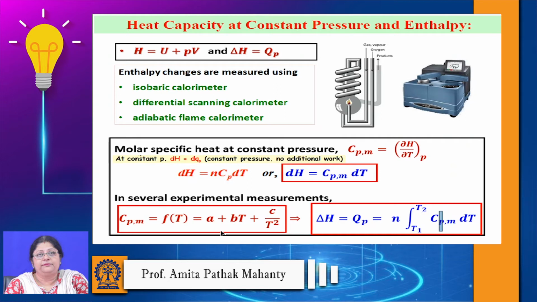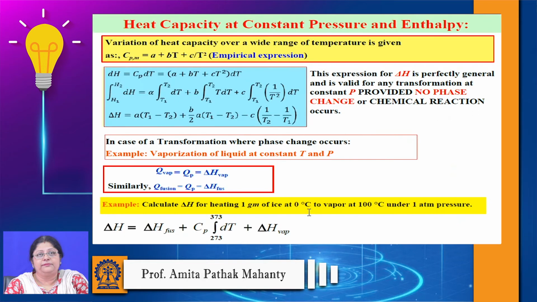Otherwise, the Cp function has to be used in terms of the various functions of T. So you see, the empirical variation equation for Cp is given as A plus BT plus C by T square. This is the empirical expression which is obtained through experimentation.